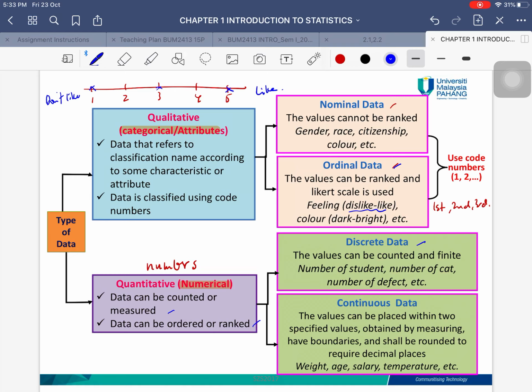Number of people, number of cars, it cannot be in terms of fraction or decimal. But continuous can be fractions, so can be in terms of decimal. I cannot say there are like 3.5 people right here. So what happens to the 0.5? When it comes to people, the counting numbers are going to be discrete data. But if the data involves fractions and decimal places, it is categorized as continuous data. For example, weight, because someone could be 62.3, which involves a decimal place.